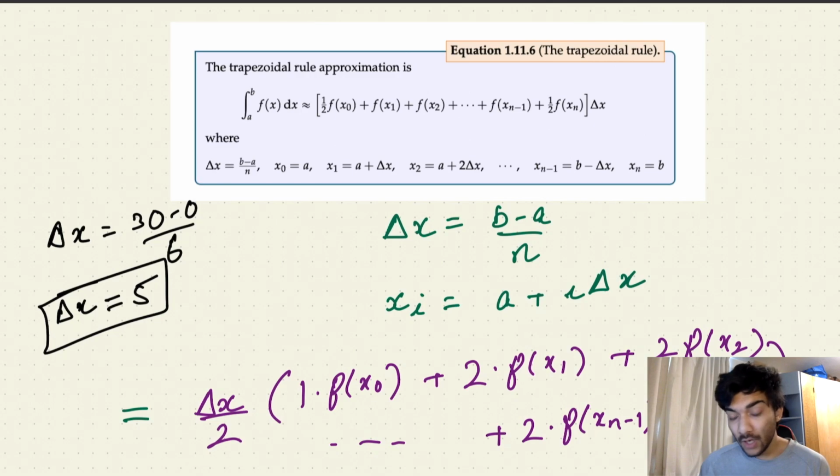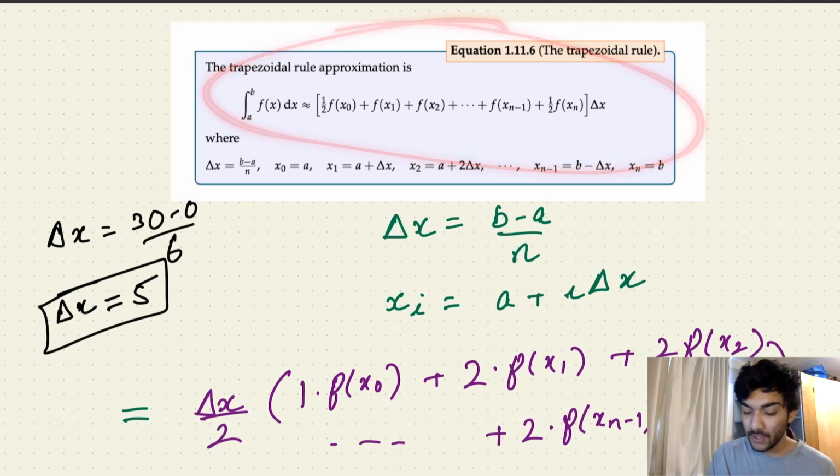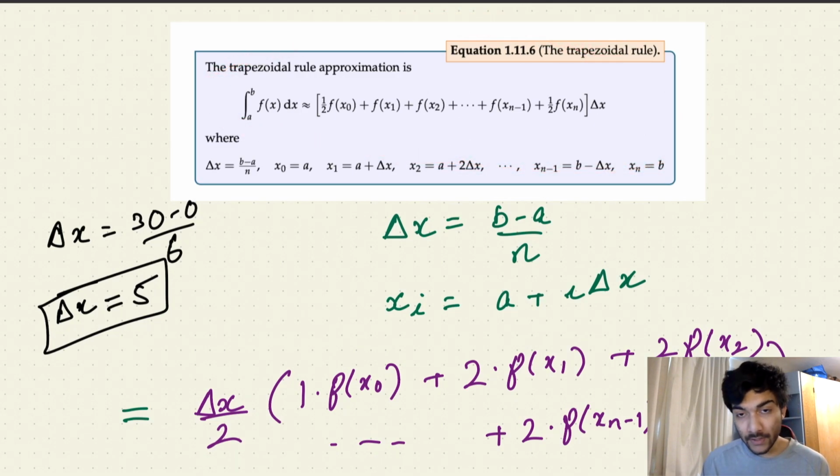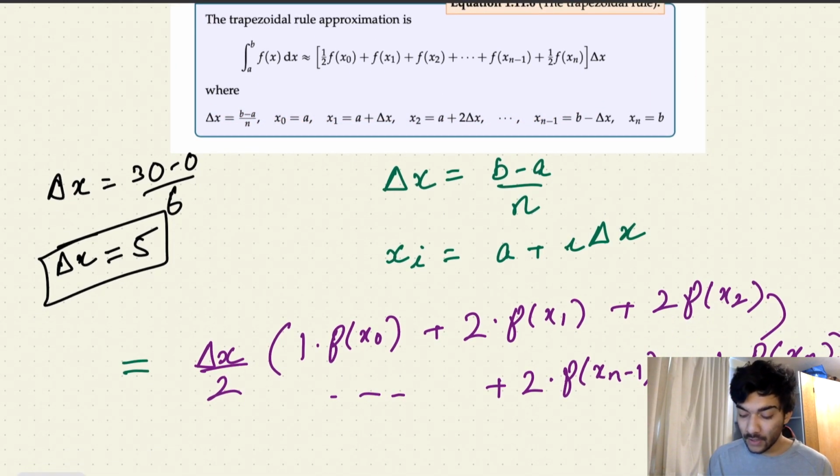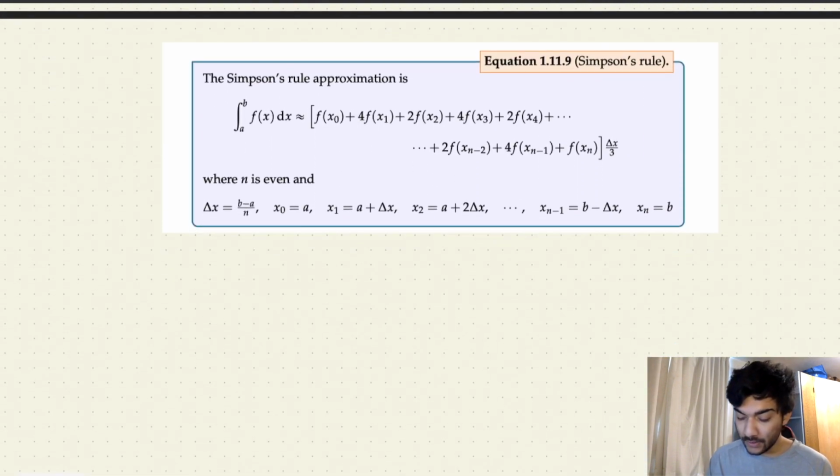So now we know how to calculate the trapezoidal rule approximation. The next approximation is Simpson's rule approximation, which is also similar to the trapezoidal rule approximation. So you'll follow the same approach in order to calculate your delta x and xi's for your Simpson's rule approximation.